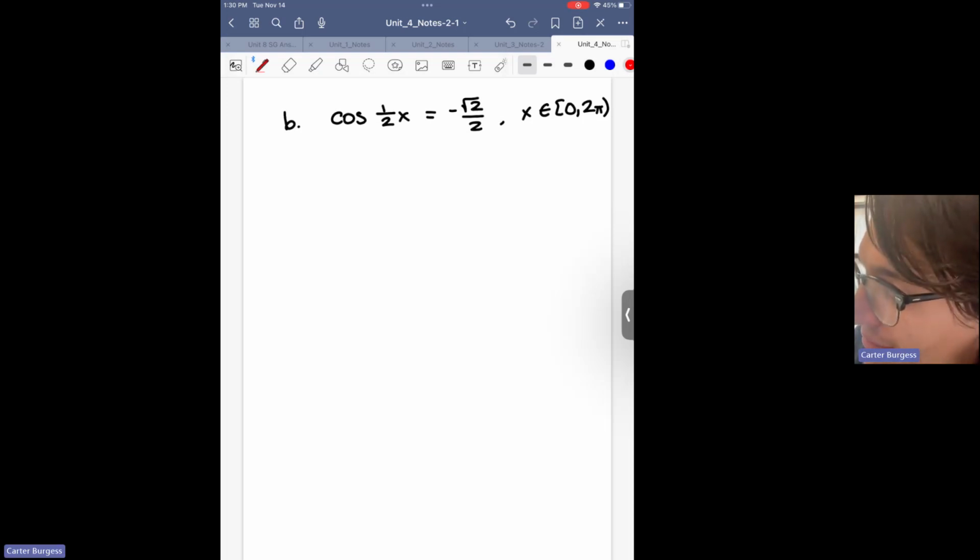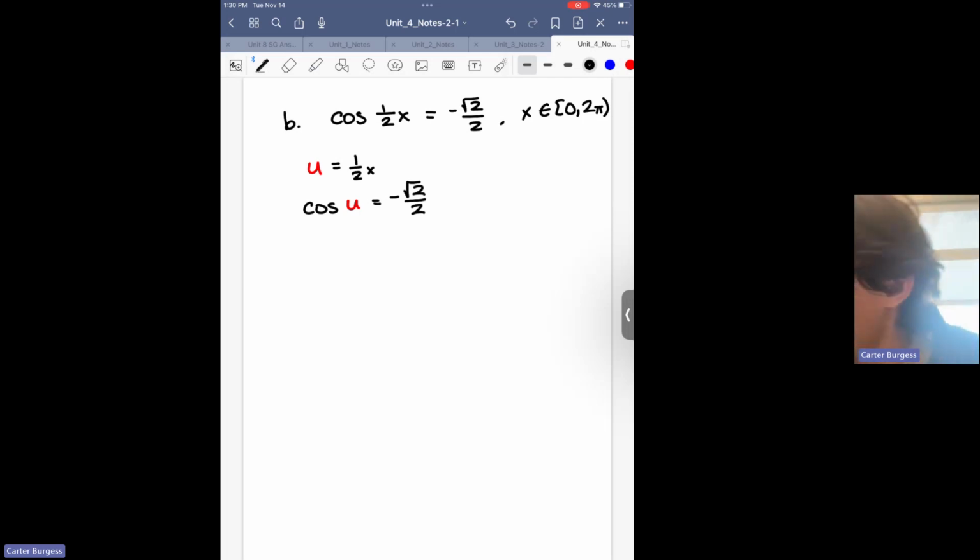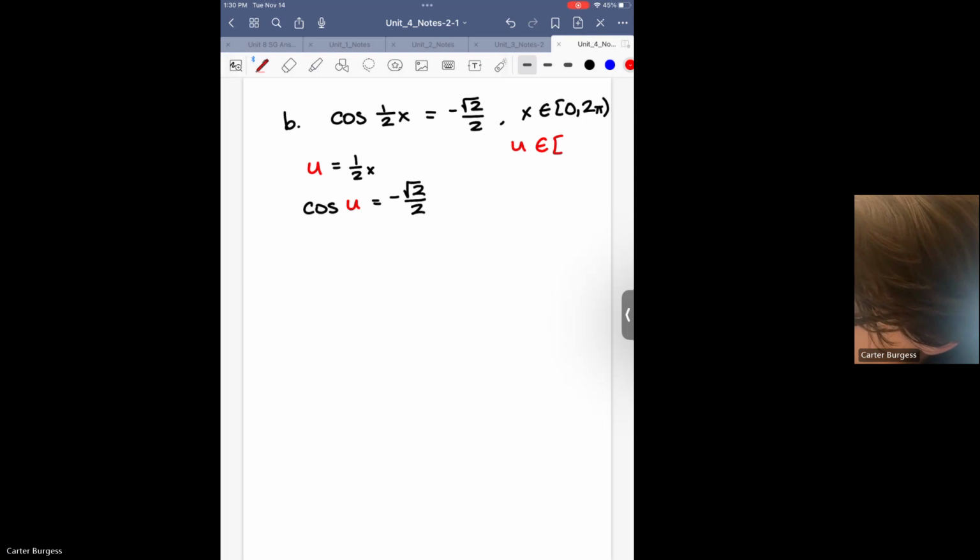So swap the 1/2 x to u. So u is equal to 1/2 x. And so we are looking at cosine of u being equal to negative root 2 over 2. And then what is my new bound on u? Where can u live? 0 to pi. Very good.